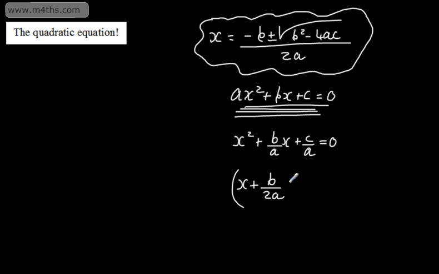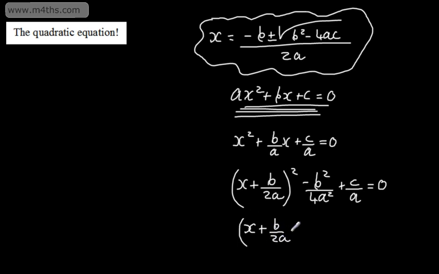We square the bracket and I'm going to subtract away this number squared, which is minus b squared, and we just have to be careful, this is going to be over 4a squared. Then I'm going to add the c over a, and that will be equal to 0. At this stage, I'm going to write that x plus b over 2a all squared is going to be equal to, adding this to both sides, b squared over 4a squared minus the c over a.